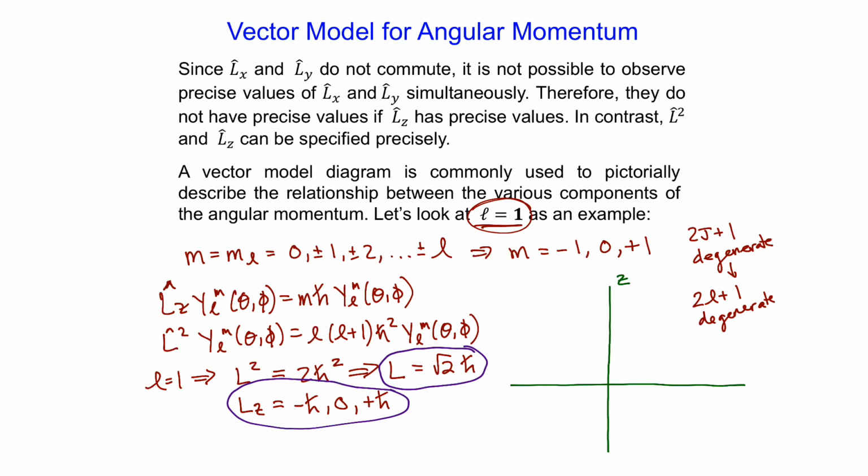Okay, so we'll say that that's our z-axis, call that our y-axis, and we'll get an x-axis going through there. Okay, so here's our coordinate system, and we're just going to draw a vector diagram that describes everything that we have developed so far.